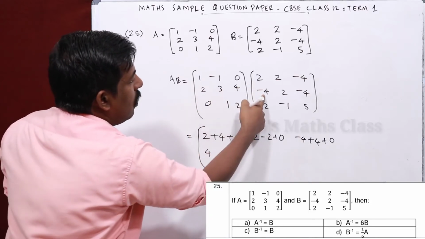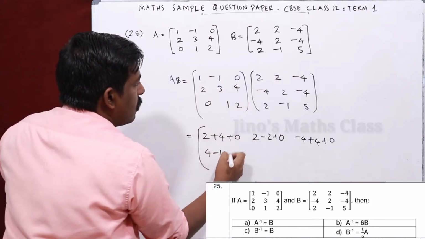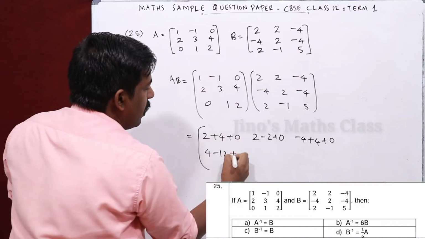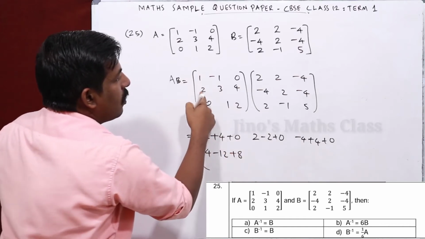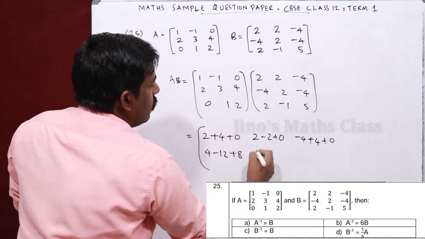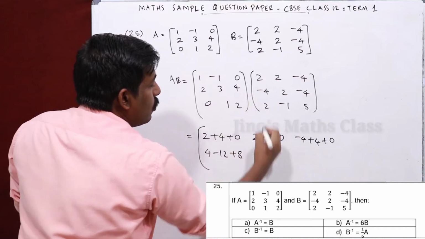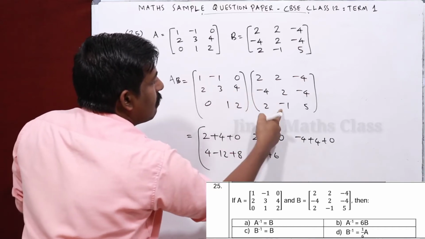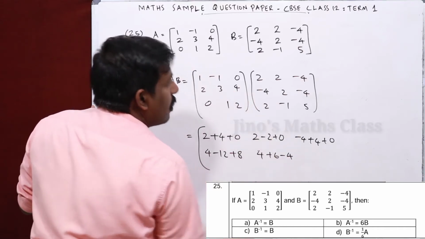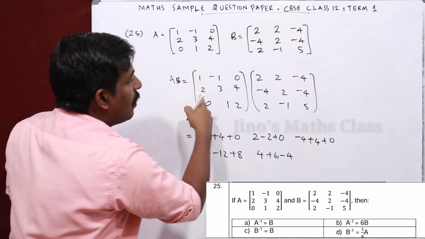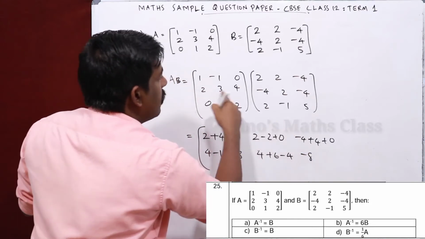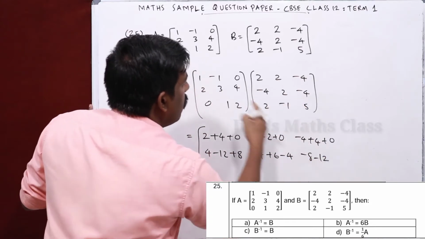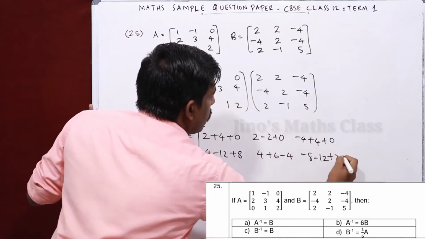Now second row with the first column, so 2 into 2, that is 4. Here it is 3 into -4, that is -12, then 4 into 2, that is +8. Now second row with the second column, 2 into 2, that is 4, 3 into 2, that is 6. Here it is 4 into -1, that is -4. Now second row with the third column, that is -8, then -12 plus 20.